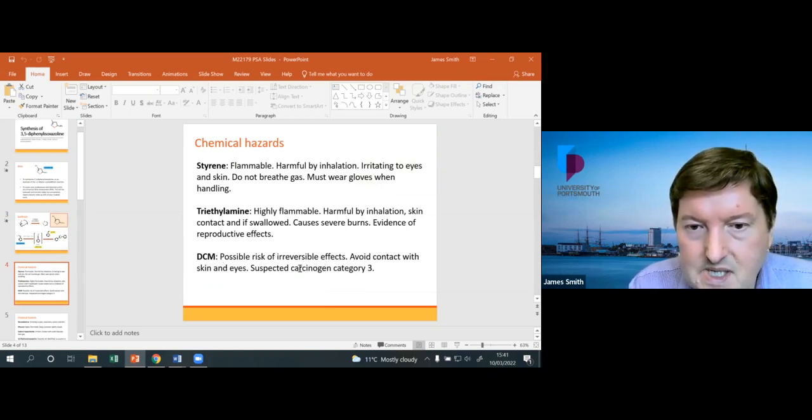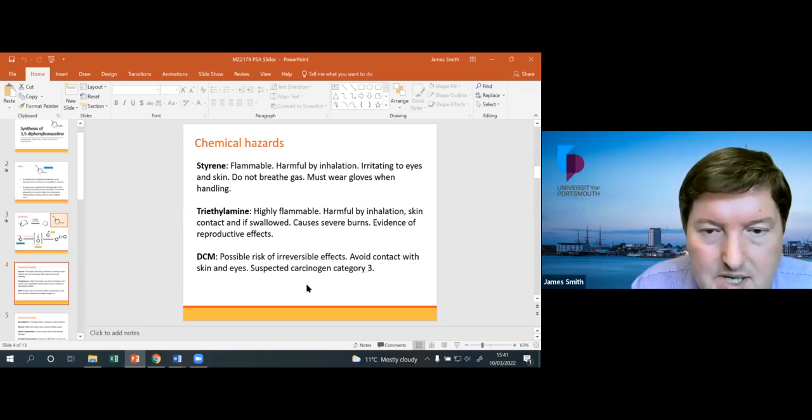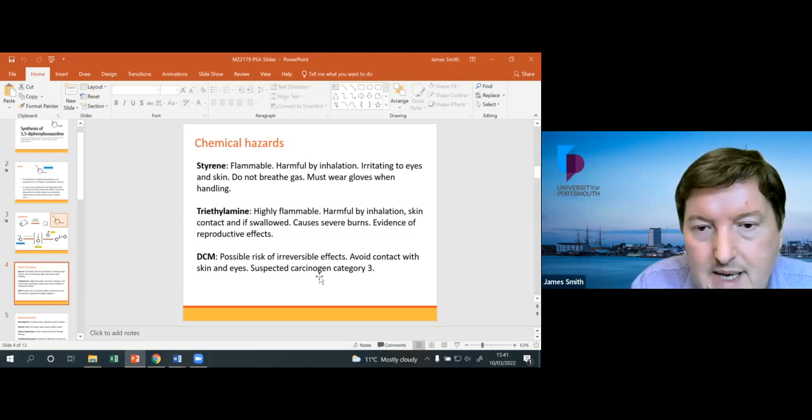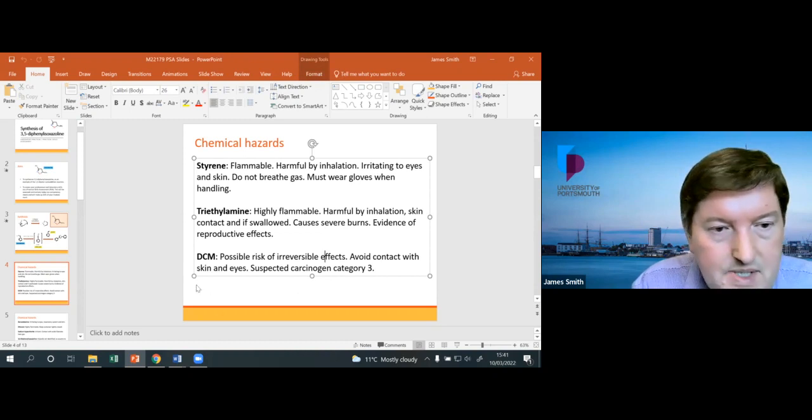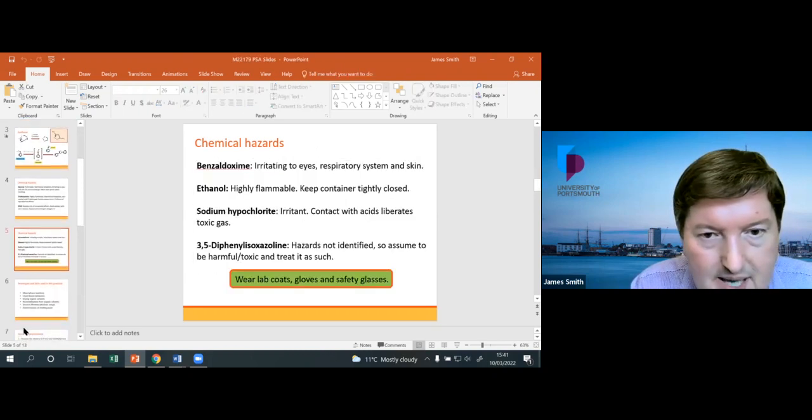So it's a suspected carcinogen, category 3. I won't go into what a category 3 is. You can have a look up that if you want, but suspected carcinogen is one to know for that one. Avoid contact with skin and eyes. You'll be wearing gloves and all that anyway, so that would be good. So that's the first list of hazards.